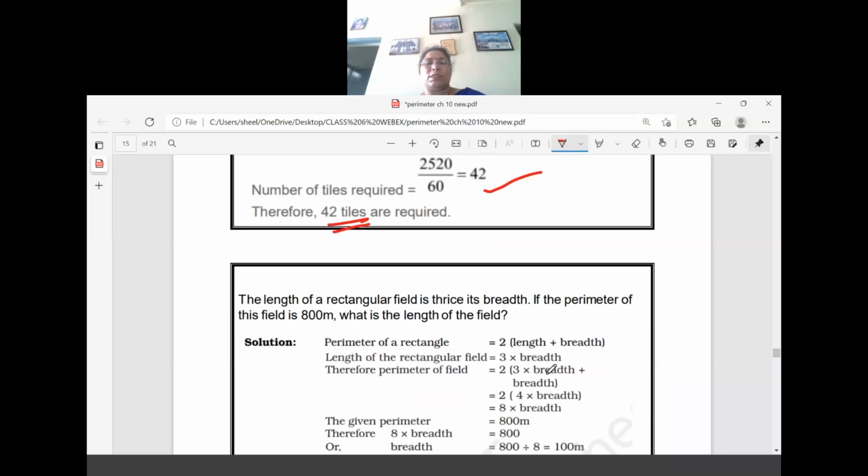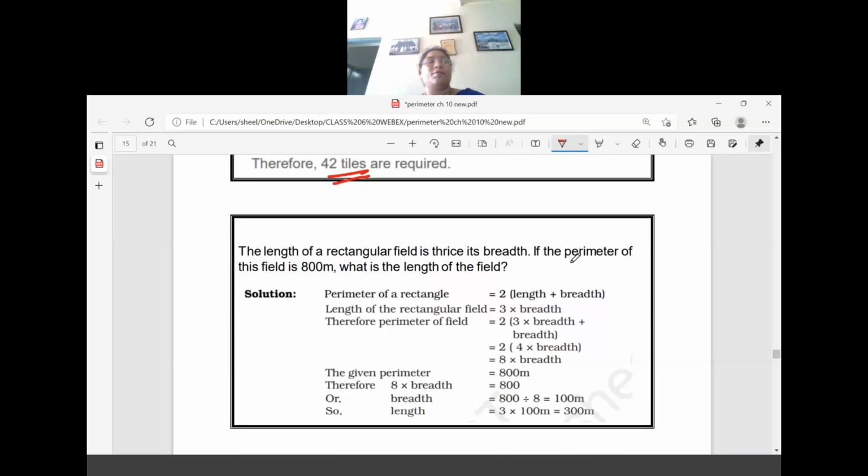Okay, the next question. The length of a rectangular field is thrice its breadth. The perimeter of the field is 800 meter. What is the length of the field? The length of the rectangular field is connected with the breadth only, so length is equal to 3 times breadth. The perimeter of the rectangle is 800. What is the perimeter of the rectangle formula? 2 into length plus breadth. Length is given as 3 times the breadth, so instead of length we are substituting 3 breadth, right?